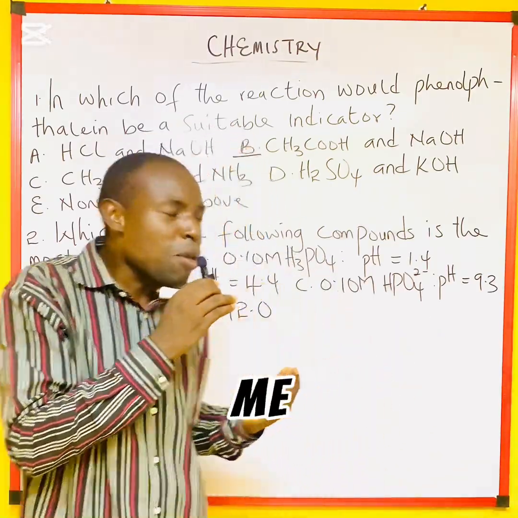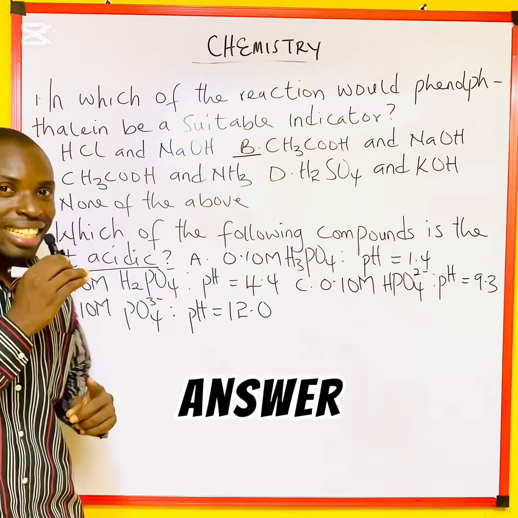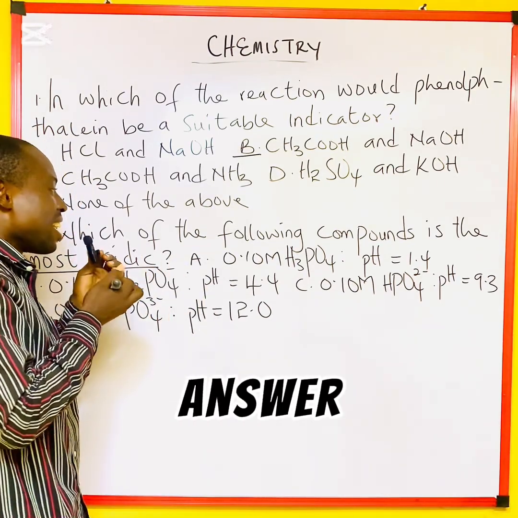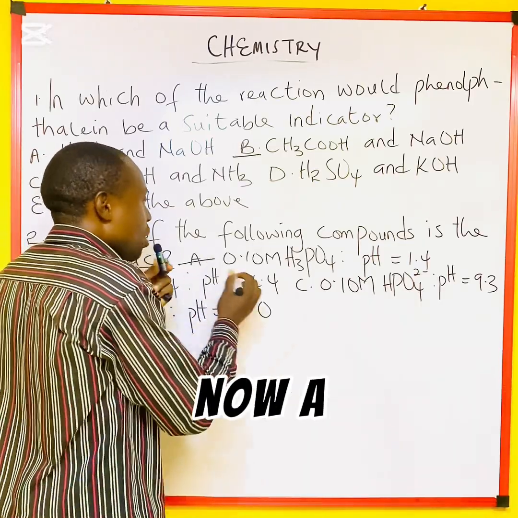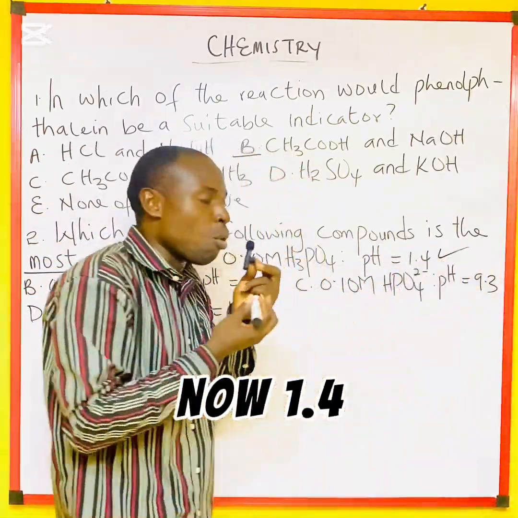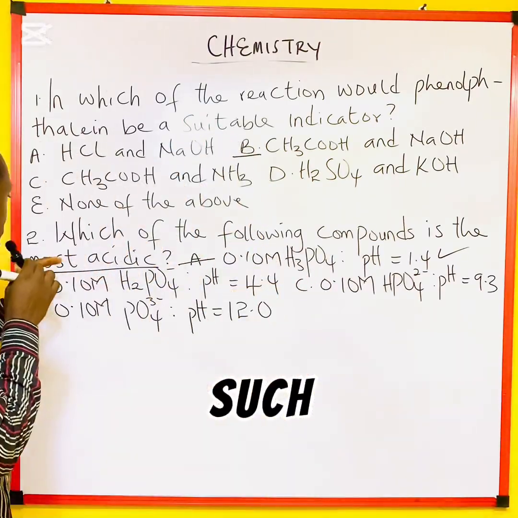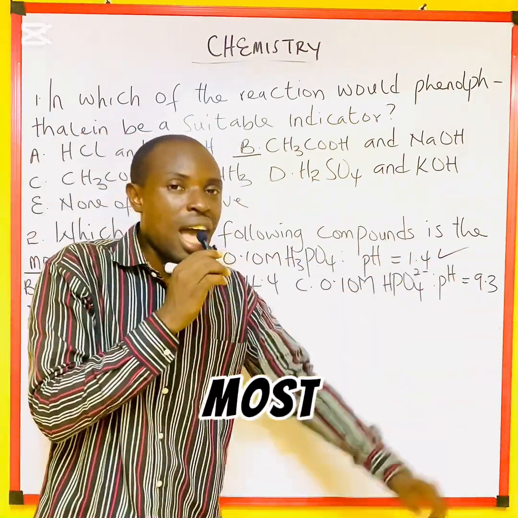Now, without me wasting time, what do you think should be the answer? Of course, you now know the answer. The correct answer is option A, which is 1.4. And as such, it is the most acidic.